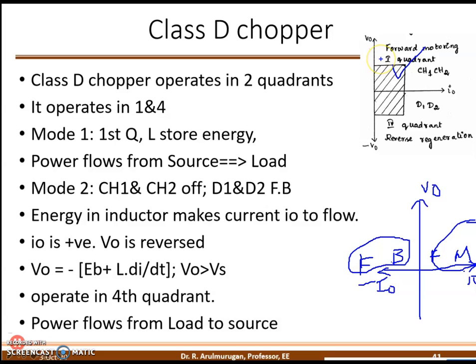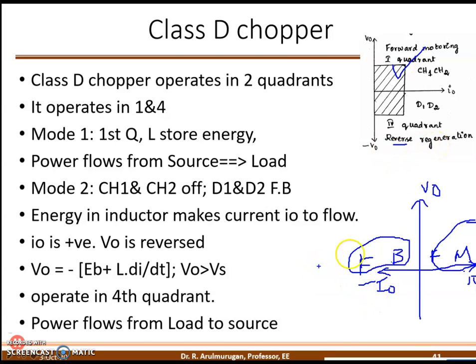But here, what happened? Output voltage is negative compared with class C. In class D, output voltage is negative and output current is positive. So that's why it is called reverse braking. Forward motoring, reverse braking. Regeneration we discussed with the boost converter. So for reverse braking, you are going to do regeneration.